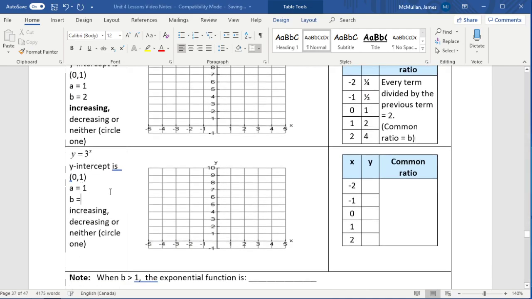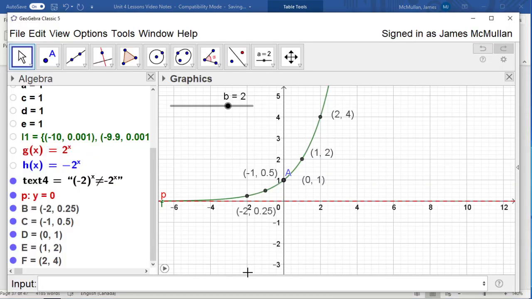The a value, again, is not there. The b value is the base. That's 3. This function is also increasing. This is 1/9, 1 over 9, 1 over 3, 1, 3, and 9. And again, common ratio is equal to 3. Let's just show that quickly.